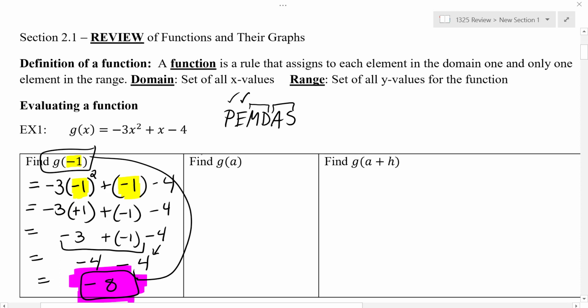All right, our next problem says g of a. Okay, what does that mean? Well, we're putting a into our function g in place of every x. So once again, I am going to write out our function, but in place of x, I'm going to put in parentheses. So the first step of evaluating a function is always the same. Write down the entire function, but replacing the variable x with parentheses.